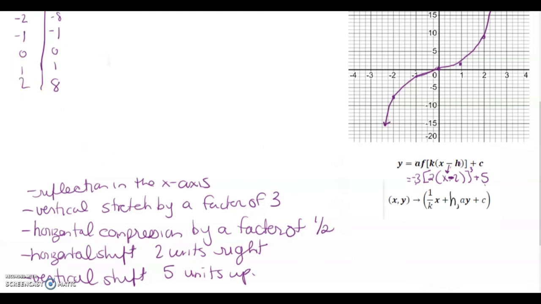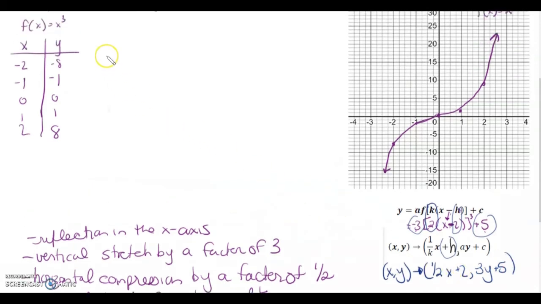Okay, so now let's take a look at the mapping notation. So (x, y) maps onto, so it's going to be (1 over k x plus h). So our k value is 2, so this is 1 over 2 x plus h, so plus 2, comma, negative 3y plus 5. So let's transfer this up here. (1 over 2 x plus 2, negative 3y plus 5).